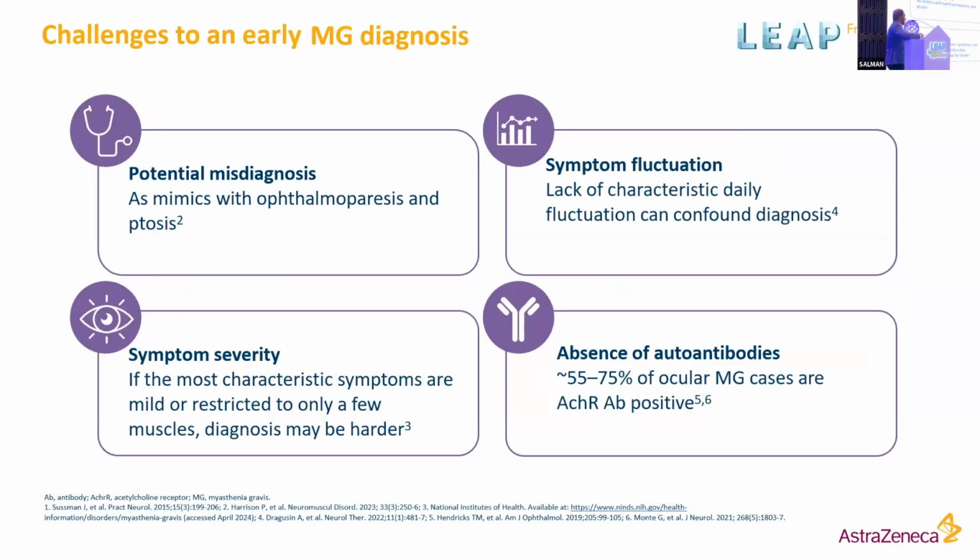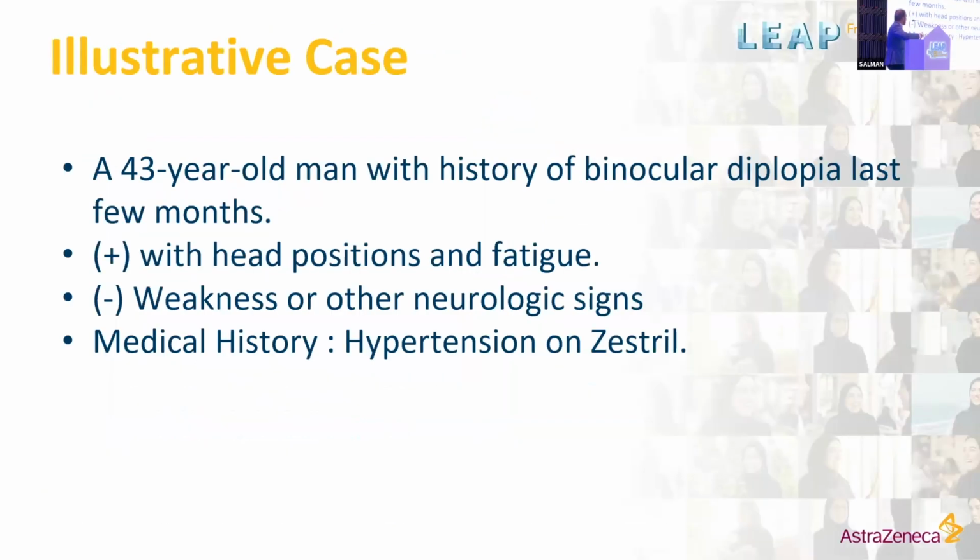The other thing about the diagnosis, I think it was highlighted in the previous talk, is that the serological tests that we do are not 100% sensitive, especially in ocular myasthenia, and that can also delay the diagnosis. So I'm just going to show you a case, just as an example.